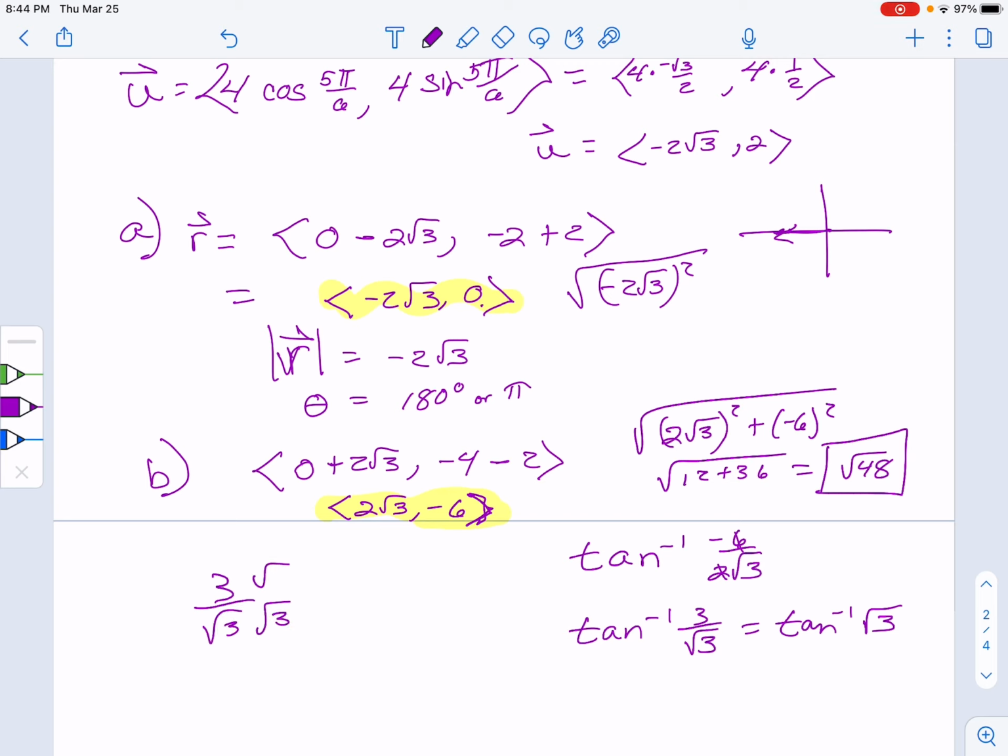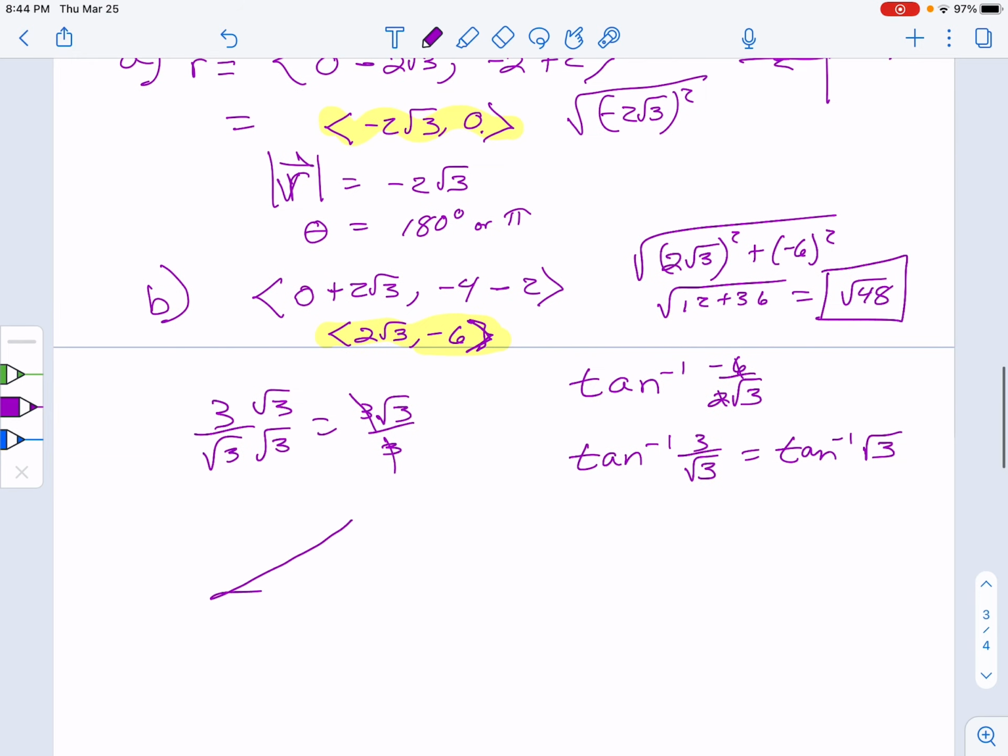Multiply by root 3, you get 3 root 3 over 3. These guys cross out. So who has a tangent of root 3? I'll draw my triangle. It'd be root 3 and 1 and 2. So that's pi over 6. Whew, that was tough. There we go. Done. Go practice.